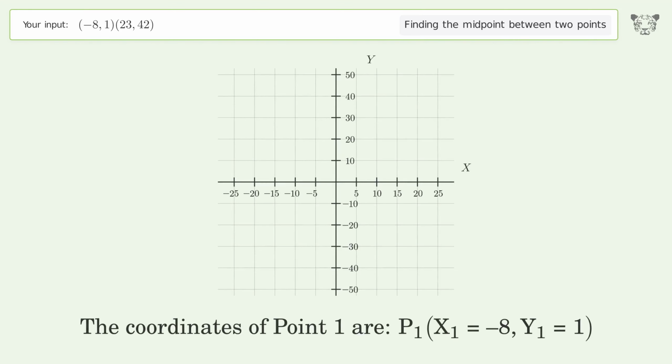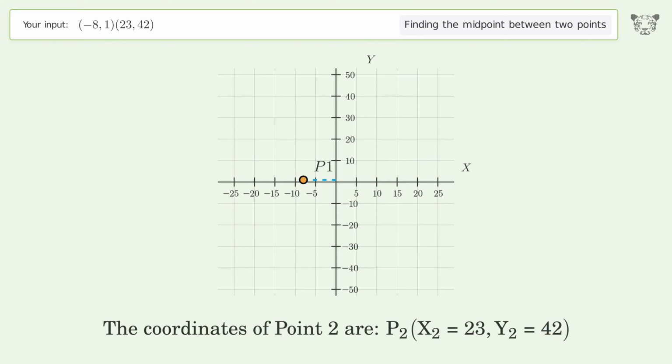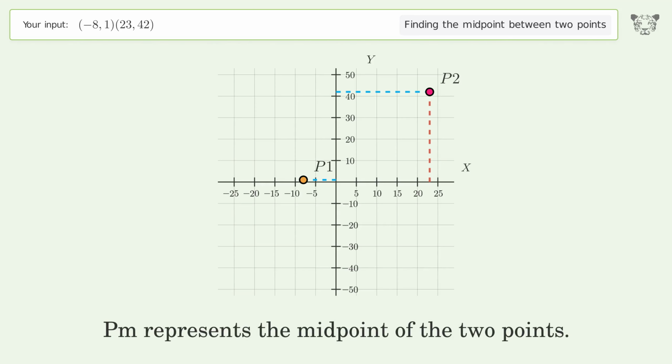The coordinates of point 1 are, x1 equals -8, y1 equals 1. The coordinates of point 2 are, x2 equals 23, y2 equals 42. PM represents the midpoint of the 2 points.